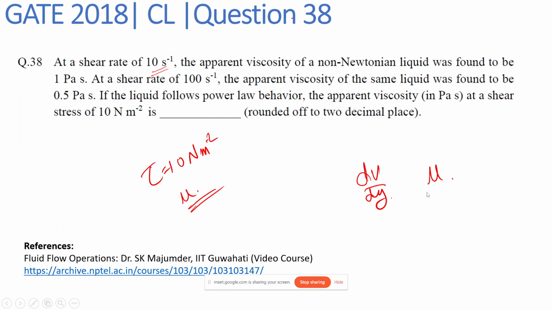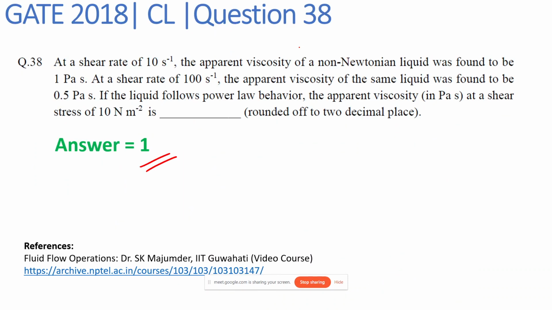I hope that the question related to calculation of apparent viscosity, given different cases of this shear rate, was clear. We can move on to the next question.